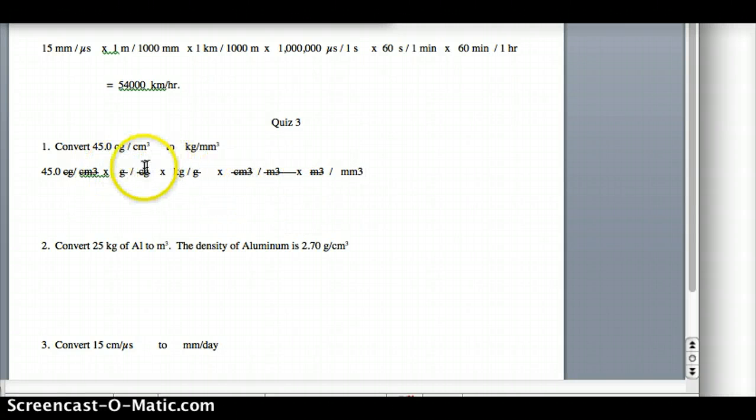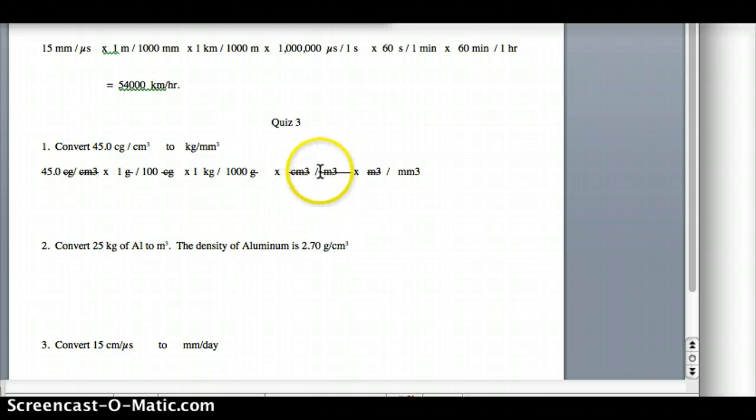Now, which is bigger, a gram or a centigram? Grams are, so 1 gram is 100 centigrams. Which is bigger, a kilogram or a gram? Kilograms are bigger. Kilograms, 1,000 grams. Which is bigger, a cubic centimeter or a cubic meter? That'd be cubic meters. How many cubic centimeters in a cubic meter? There are 100 on the side of the cubic meter, so 100 times 100 times 100 is 1,000,000.